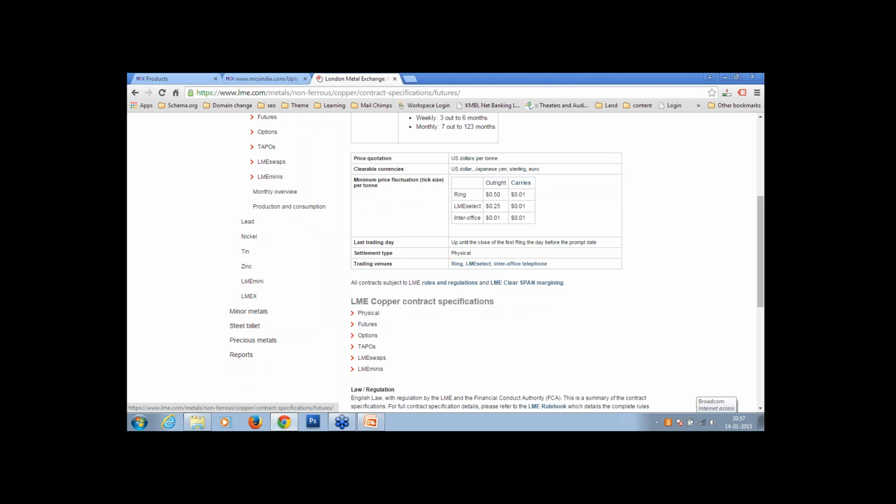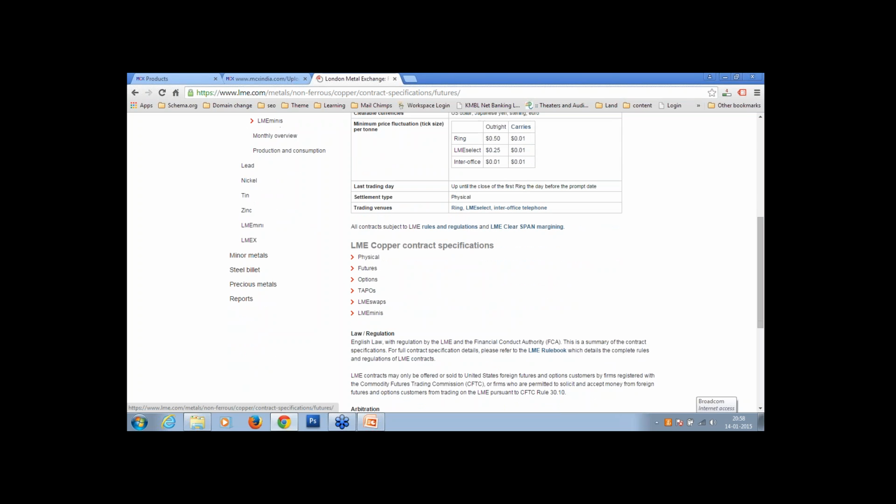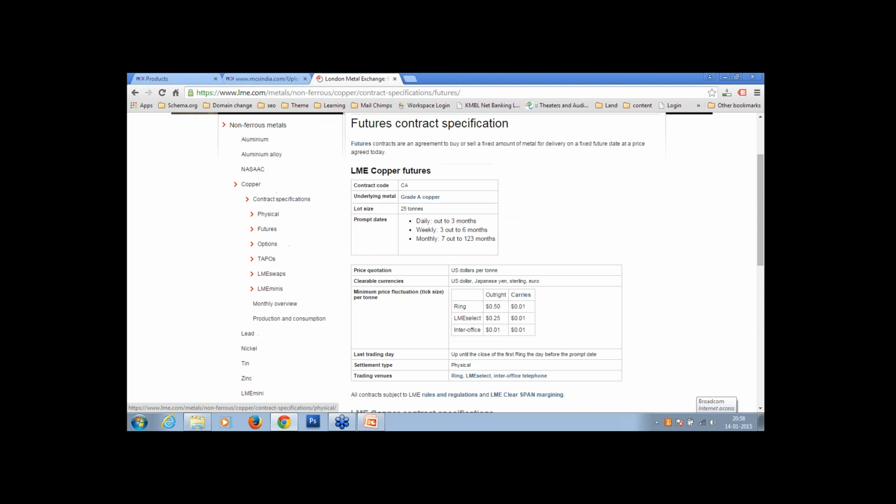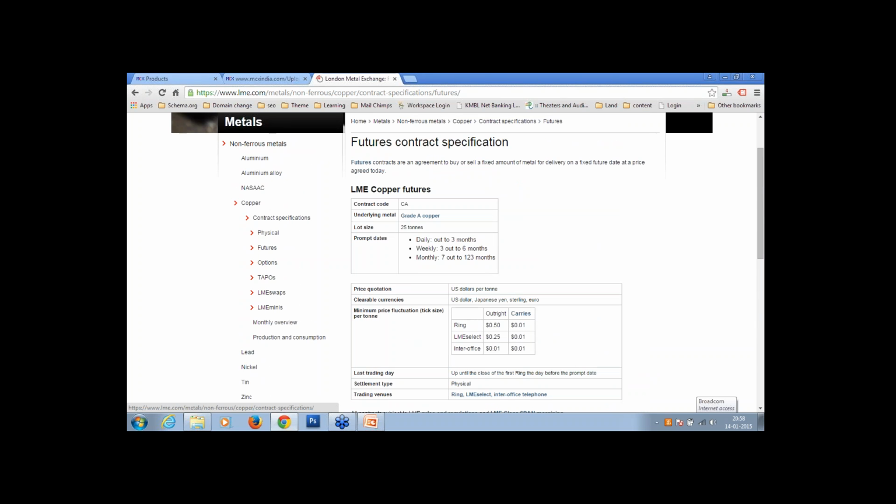And the tick size is, let's say, around outright is $0.50 and carries is $0.01 if you are carrying the contract. So last trading day up until the close of the first ring of the day before the prompt day. And then settlement type physical. So that means finally settlement will be physical, so you have to make the full payment and collect, and there is no net settlement. So this was for LME future contract specification.